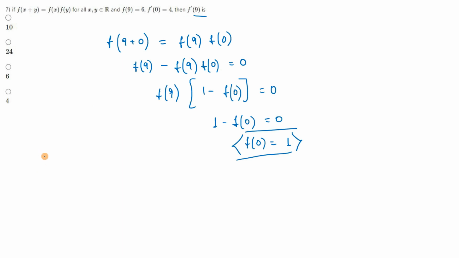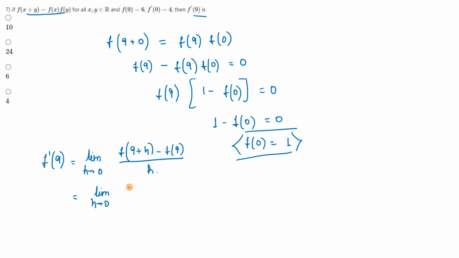if I have to find out the value of f dash of 9, if I use the first principles, I'll have limit h tends to 0 of f of 9 plus h minus f of 9 whole divided by h. So this is nothing but, okay, for this again I'll apply this given condition. Okay, so now what I'll have, limit h tends to 0 of f of 9 into f of h minus f of 9 whole divided by h.